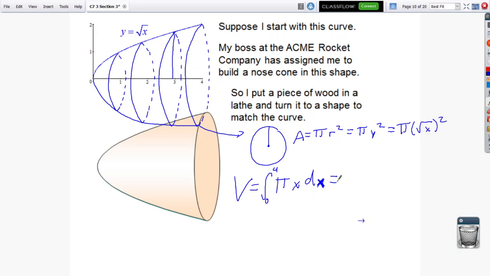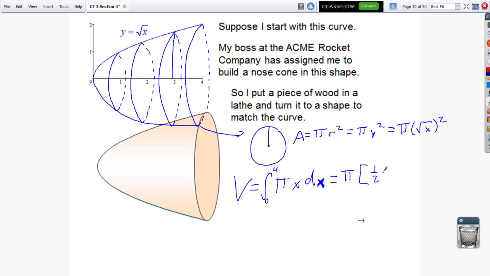Now looking at this, I see it's a really easy integration to do, so I'm going to do it by hand. On this upcoming test, there is nothing that you have to do by hand as far as the integration is concerned, so you can dump this into a calculator if you want to. But why would I want to when I see that pi is just a constant multiple? I slide it out there, and then realize I'm just doing the integral of x dx.